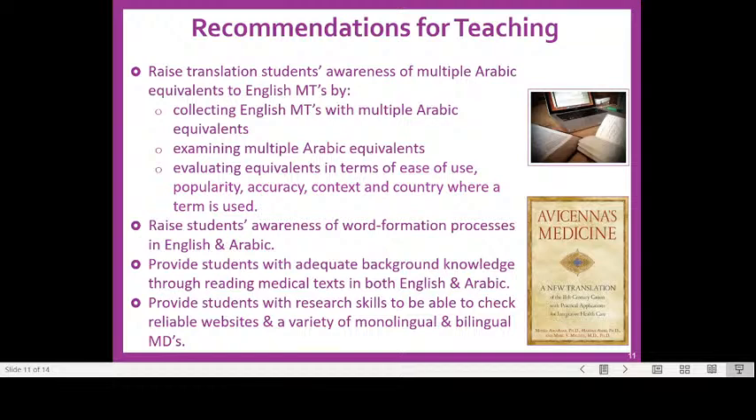I also recommend raising the students' awareness of word formation processes in English and Arabic, and providing students with adequate background knowledge through reading medical texts in both English and Arabic, and providing students with research skills to be able to check reliable websites and a variety of monolingual and bilingual medical dictionaries.